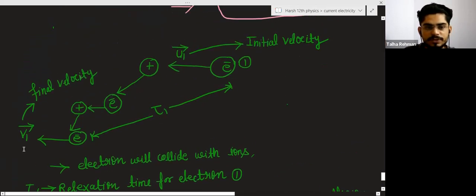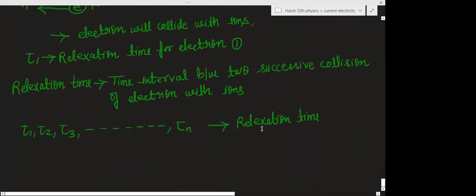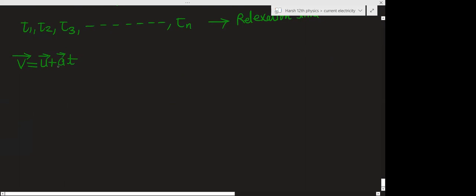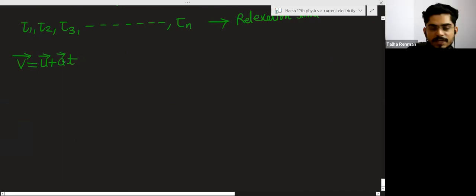This is the initial velocity, this is the final velocity, and this is the relaxation time. If you apply the equation V = U + AT in vector form, V is the final velocity, U is the initial velocity, A is the acceleration, and T is the time.